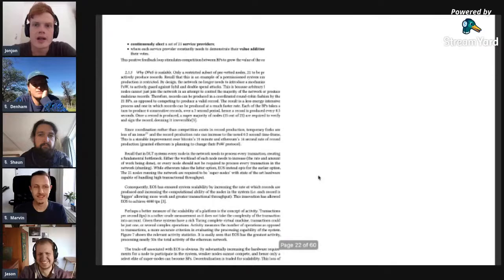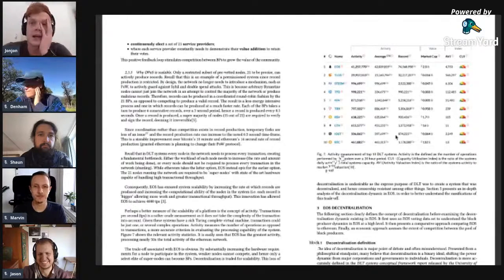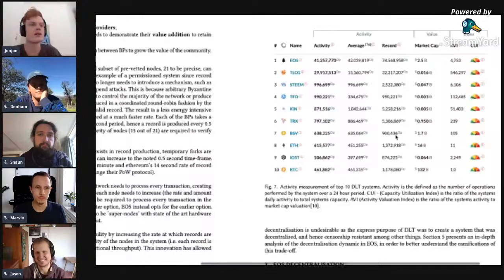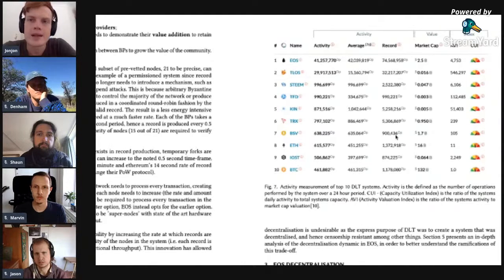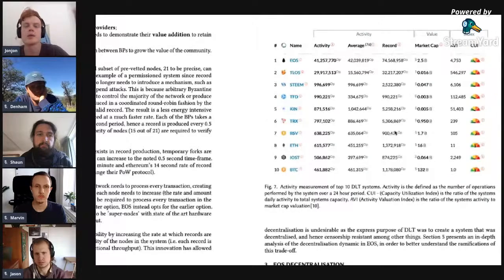Yeah, so if you see this paper, Denim, I actually use something else called activity, because transactions, if you think about it, a transaction could be sending Ethereum or it could be executing complex logic on a smart contract. So basically, the transactions per second isn't the best metric, but EOS does technically have way higher transactions per second. And in this case, we talked about activity, defined as a number of operations performed by the system in a 24-hour period. And technically, on EOS, this is way higher than Ethereum.